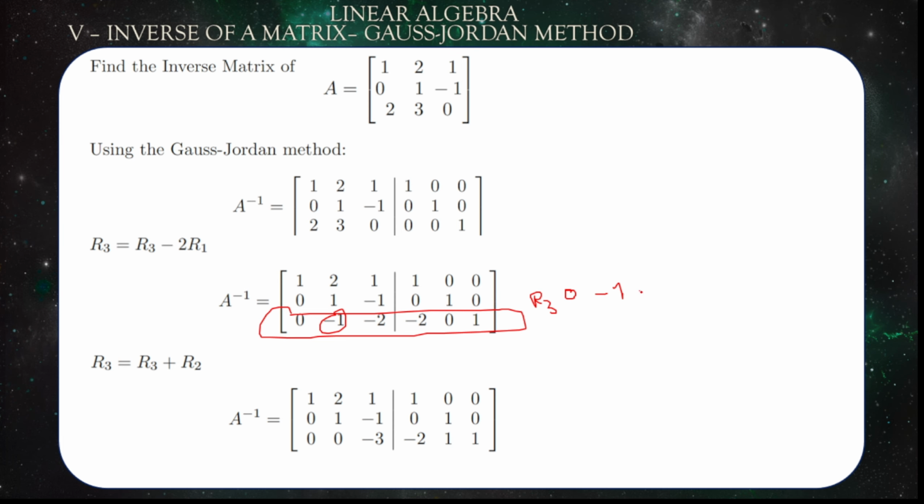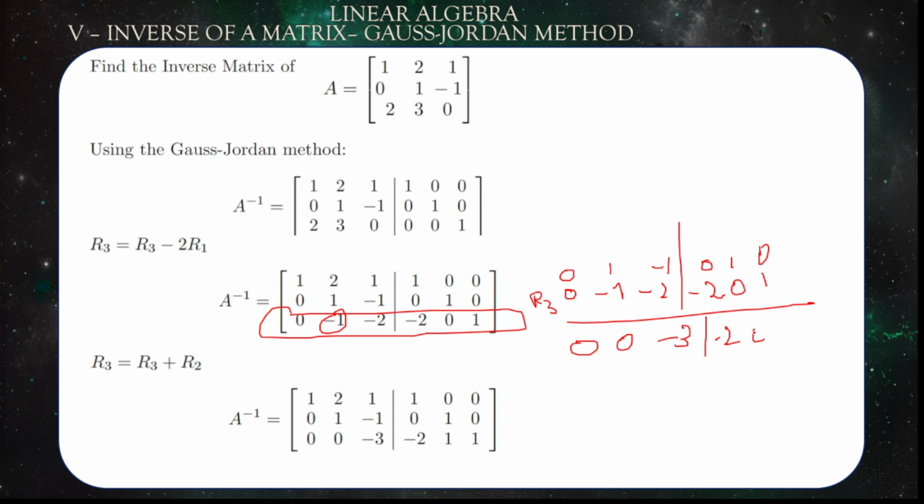0, minus 1, minus 2, minus 2, 0, 1. And you have 0, 1, minus 1, 0, 1, 0. Let us add these two lines together. So this gives us 0, 1 minus 1, 0 also. Minus 1 is minus 3. Then you have minus 2. 0 plus 1 is equal to 1. And 0 plus 1 is equal to 1. And this is the result.